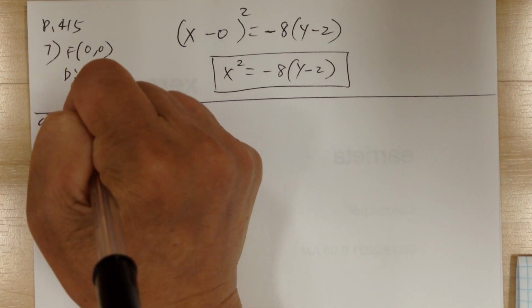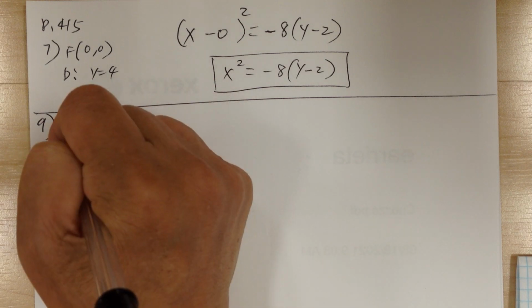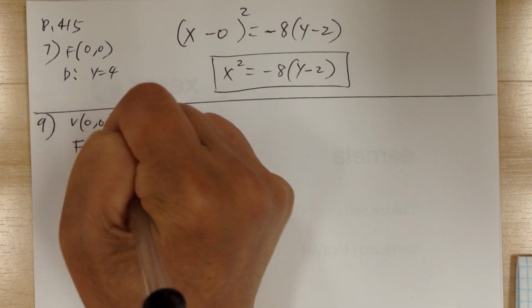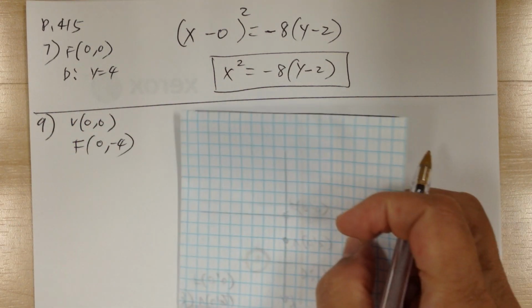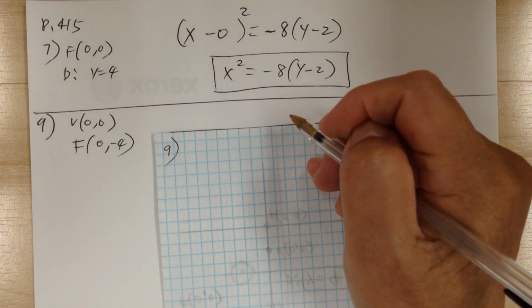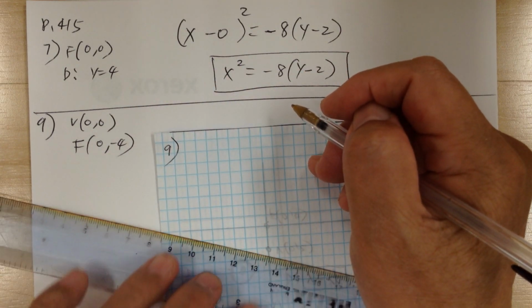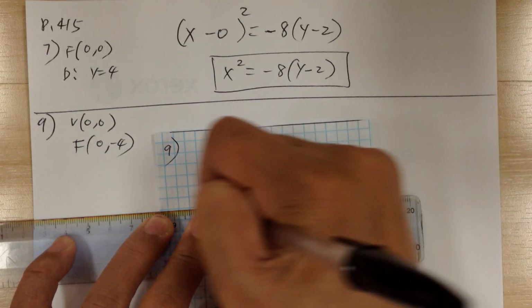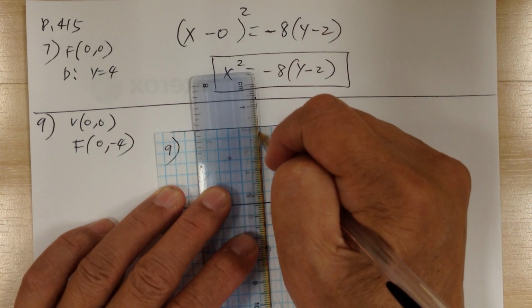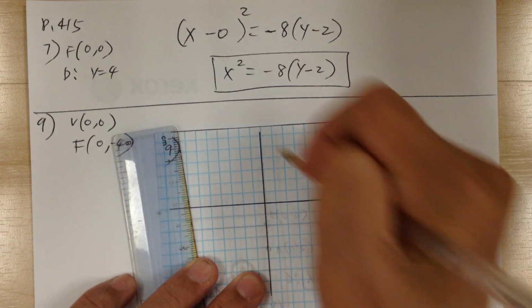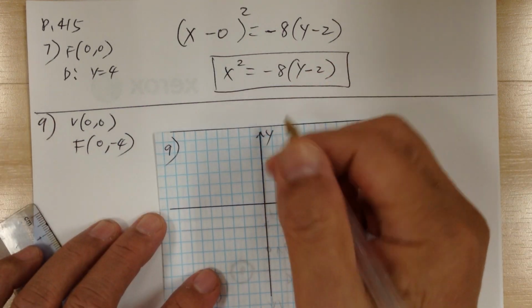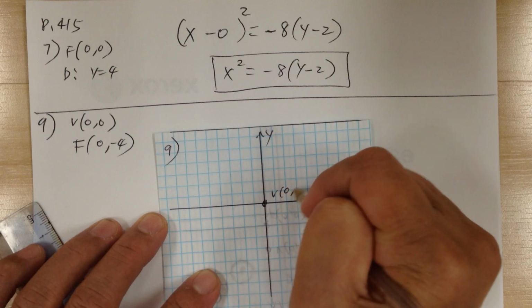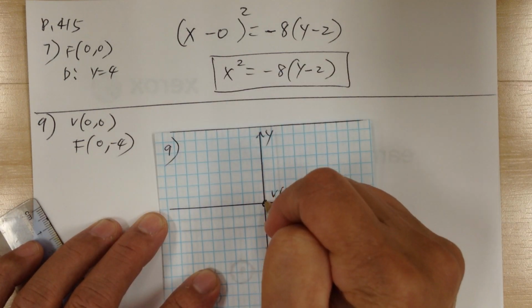You have the vertex at (0, 0) and the focus at (0, -4). So for number 9, you can sketch everything out. V is at (0, 0), F is at (0, -4).